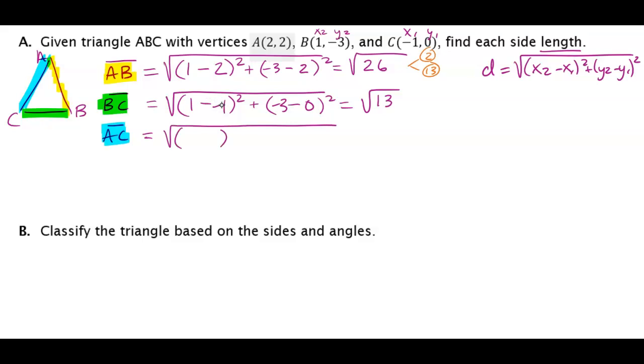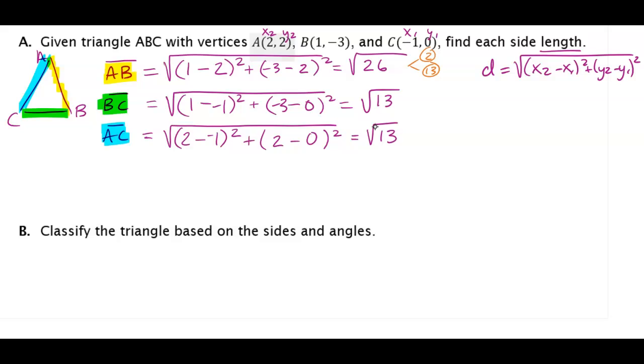And then for my last one, I have to use A and C, those points. So I am going to erase my labels on B, and I'm going to make this x2, y2. And now we can use points A and C and plug them in. So x2 minus x1 would be 2 and negative 1. y2 and y1 are 2 and 0. And then if you plug in everything that's under the radical into your calculator, you again will get 13. So we're done with part A. We figured out all three side lengths.